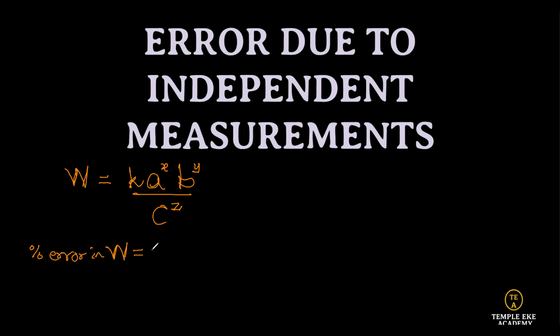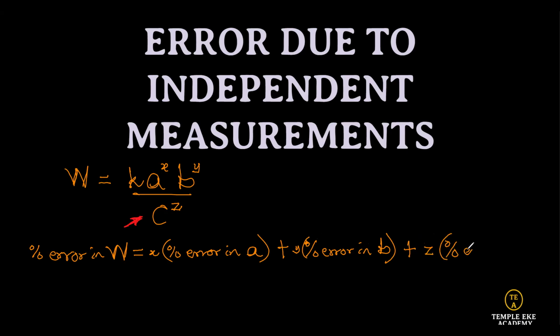K doesn't participate, so we have X multiplied by the percentage error in A, added to Y, multiplied by the percentage error in B. And now the cumulative nature of error plays a part here. We do not recognize the fact that C is in the denominator. That is not a factor here. We're still going to add. So we have plus Z, the power on C, multiplied by the percentage error in C.